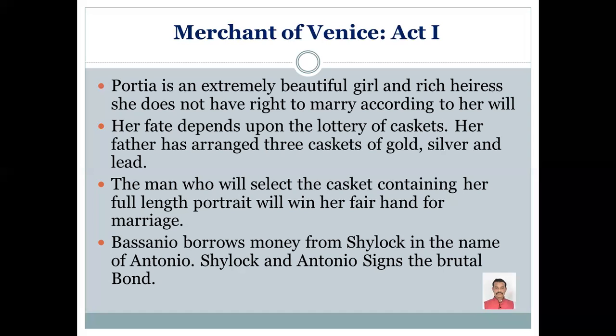When this sort of term is heard by Bassanio, Bassanio is not ready to borrow money from Shylock. But when this comes up to Antonio, and he knows that no other creditor is able to give that much money, he says to Bassanio, okay Bassanio, take money from Shylock, I will sign that particular bond.